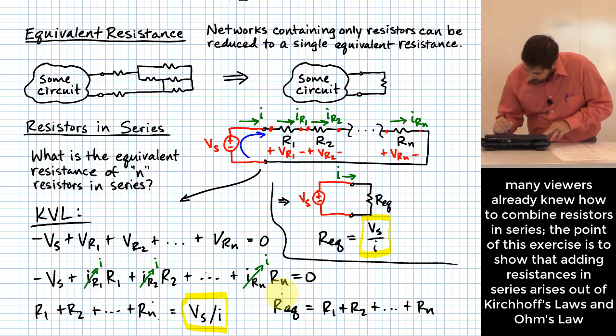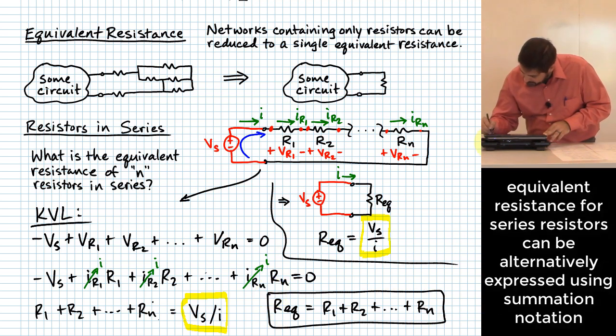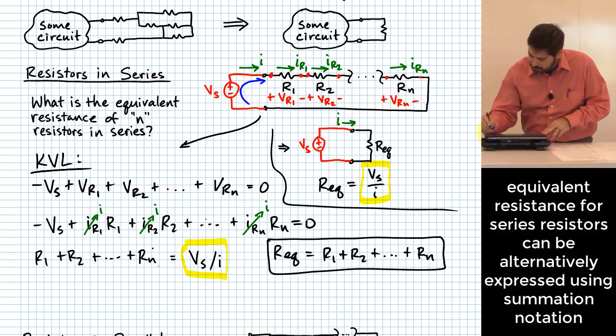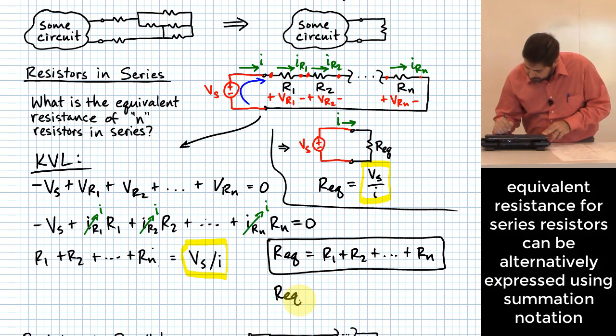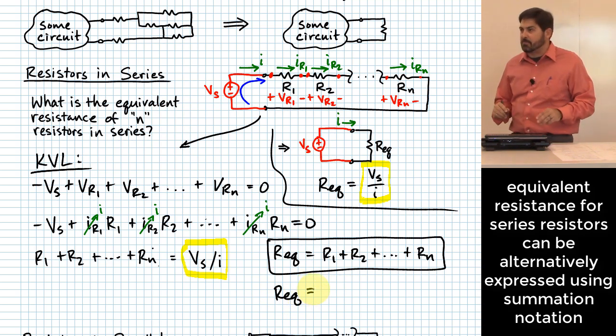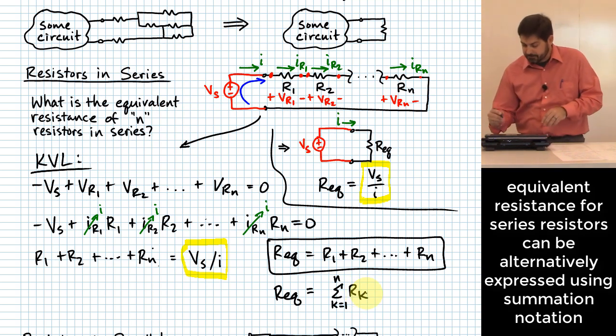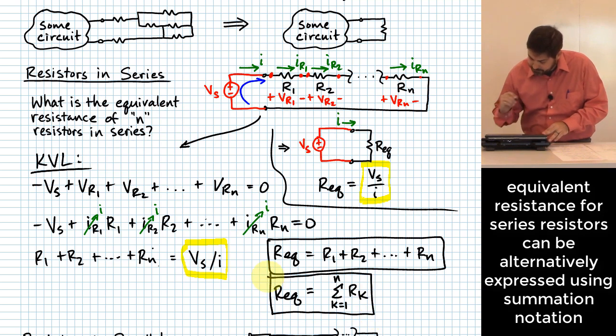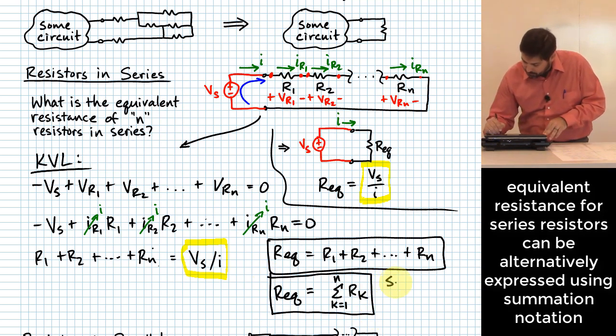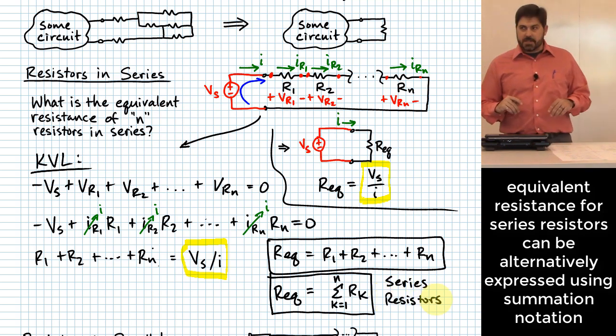Okay? Now, I want to also show it in another format that's a little more palatable in terms of math notation. You can do this same thing using summation notation for some index. I'll just use the letter k equal 1 to n of R sub k, for however many elements you've got, being n. And all of this is set up for series resistors. All right? That makes sense?